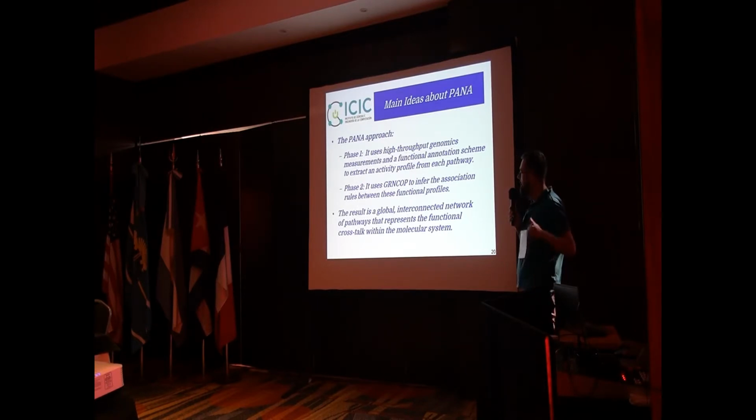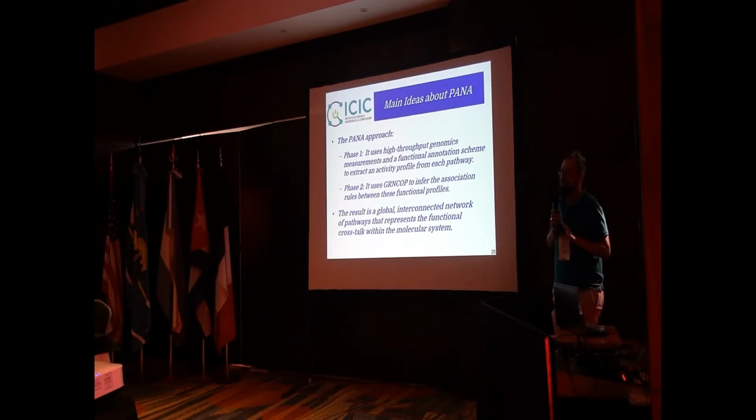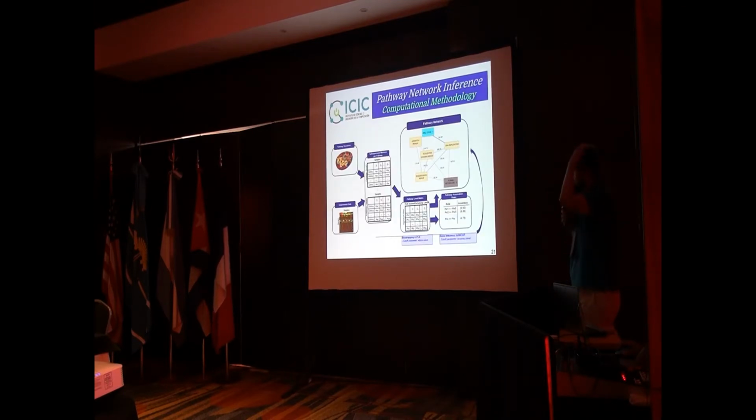And then we use Hiter-Kopp to infer association and to extract association rules between these functional profiles. In this way, we achieve a network where the nodes are associated with the pathways and the links that connect the nodes represent crosstalk associations between the pathways. Here we have a summary of the methodology.